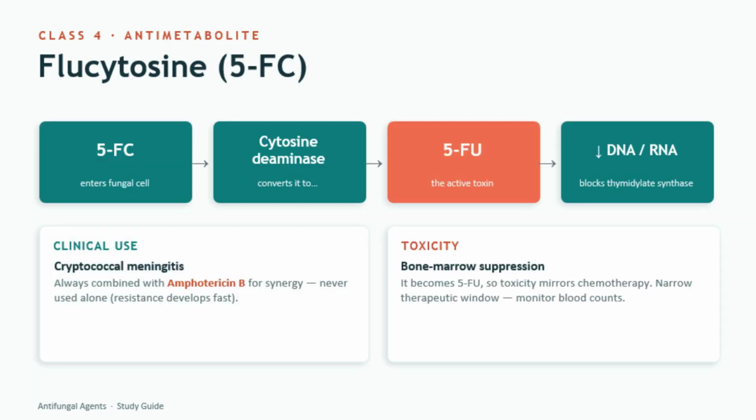Flucytosine, or 5FC, is our antimetabolite. Follow the pathway: it enters the fungal cell. Cytosine deaminase converts it to 5-fluorouracil, and that 5-FU blocks thymidylate synthase, shutting down DNA and RNA synthesis. Clinically, its home is cryptococcal meningitis, but never use it alone. Resistance develops fast, so we always pair it with amphotericin B for synergy.